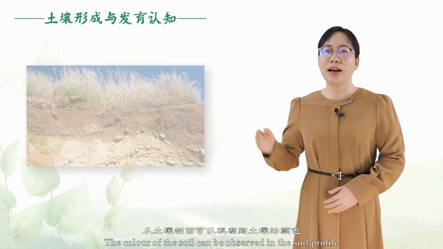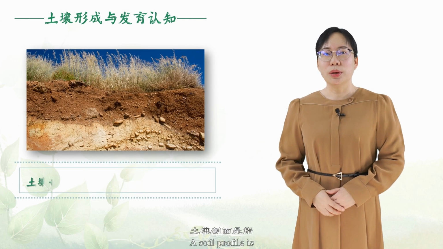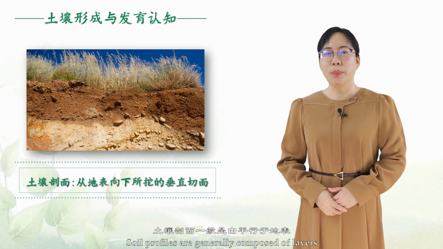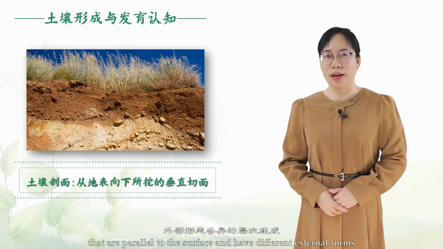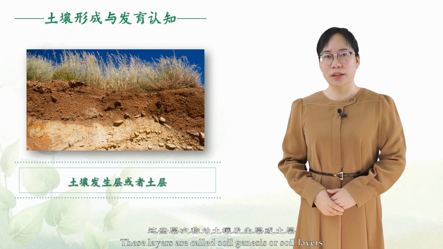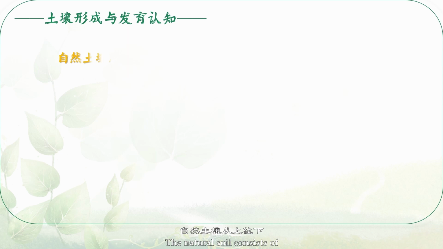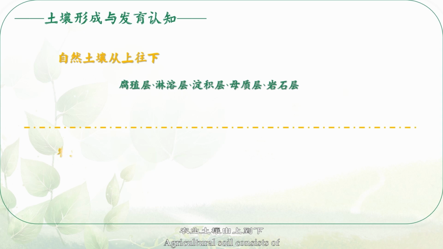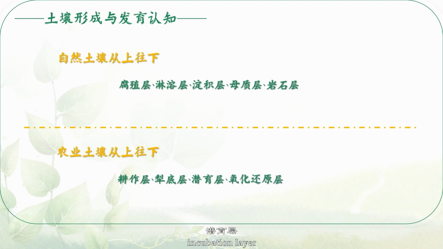The color of the soil can be observed in the soil profile. A soil profile is a vertical section dug down from the surface of the earth. Soil profiles are generally composed of layers that are parallel to the surface and have different external forms. These layers are called soil genesis or soil layers. The natural soil consists of humus layer, leaching layer, deposition layer, parent material layer, and rock layer from top to bottom. Agricultural soil consists of tillage layer, plow bottom layer, incubation layer, and redox layer from top to bottom.